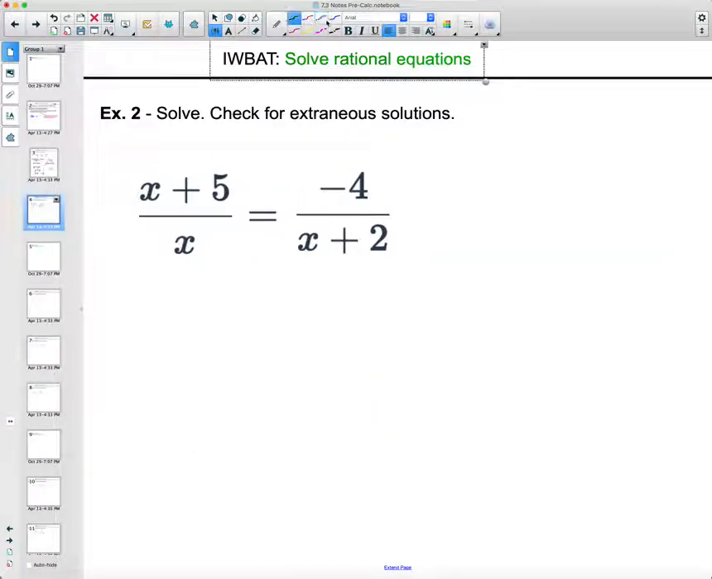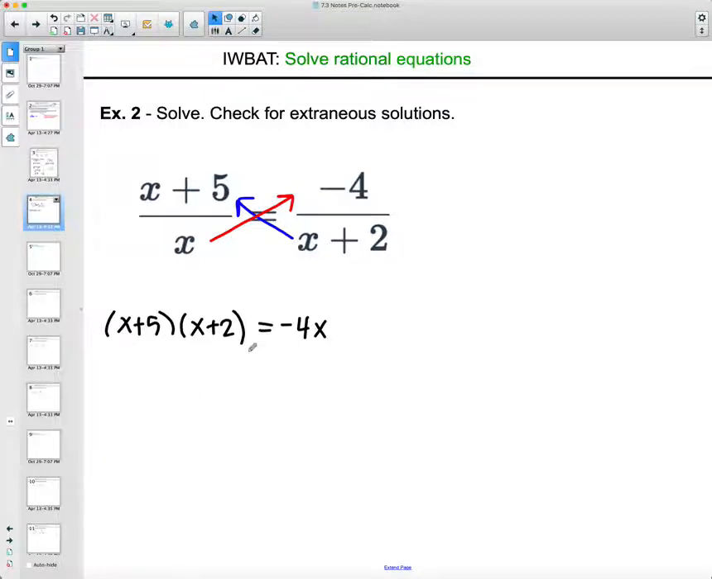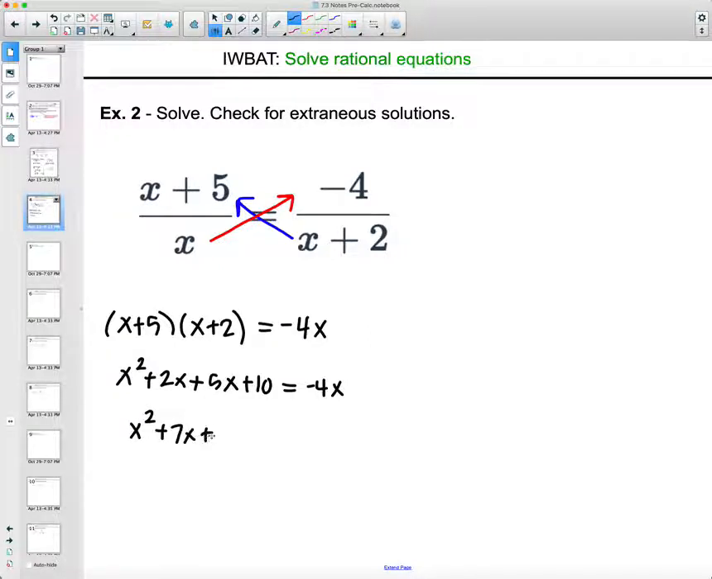Over here we can do the same thing. If we look at it as cross multiplication, we'll have x plus 5 times x plus 2 equals x times negative 4, so we get negative 4x over here. Then you can multiply this out. x times x is x squared, x times 2 is 2x, 5 times x is 5x, and 5 times 2 is 10, equals negative 4x. So we have x squared plus 7x plus 10 equals negative 4x.